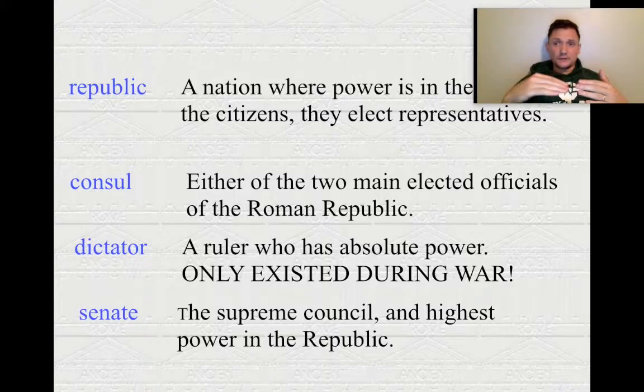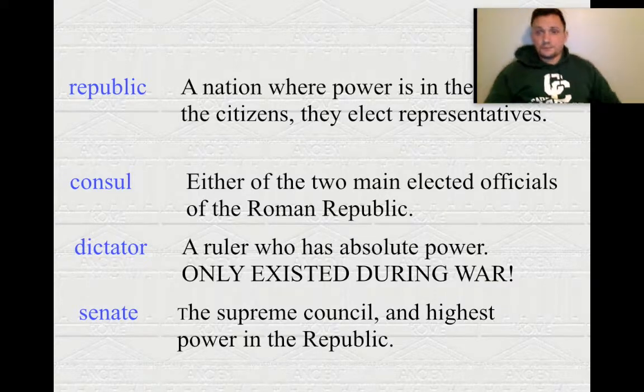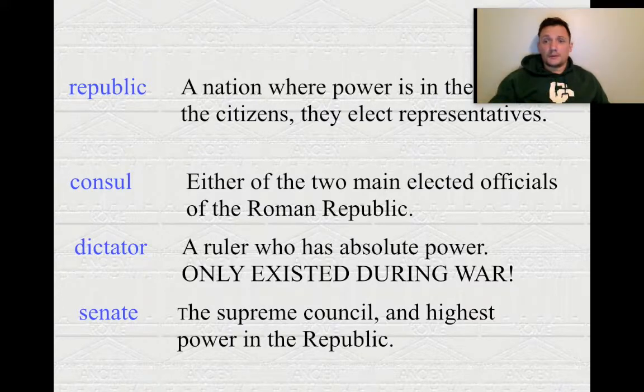Now, all of this works into how their government is structured. The republic is a nation where the power is in the hands of the citizens, and they get to elect these large bodies of representatives, right? Now, these last three terms are very important: consuls, dictators, senators. Consuls are the first two people. They are the two main elected officials of the Roman Republic. They oversee everything and watch to make sure everything is going according to plan, right?